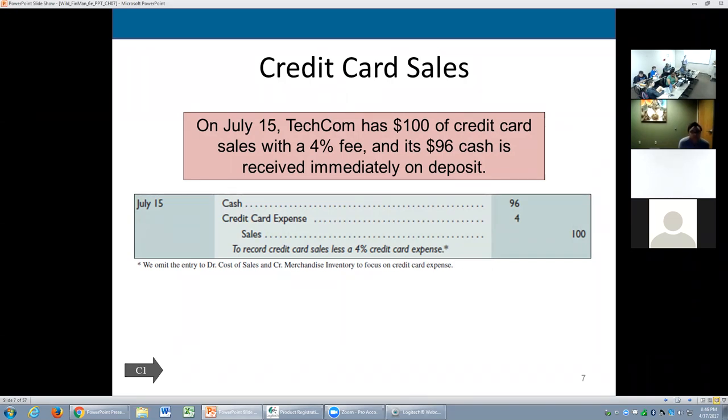So here on July 15th, the $100 credit card sale was rung up with a 4% fee. We are going to record cash on hand of $96. That's taking in less the 4% fee. We're also going to put a separate account below called credit card expense, and that is where we will record the $4. And finally, we pair the combined cash and credit card expense with sales, and we credit sales for $100.